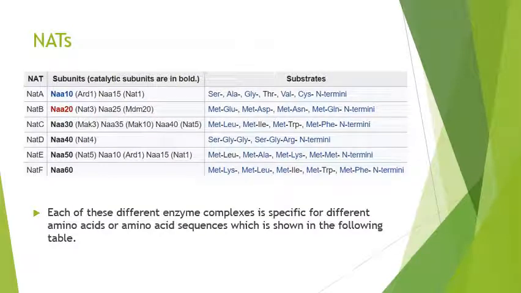Diving more into NATs, this diagram shows the different specificities of different NAT enzymes. Each enzyme complex has specific substrates for amino acids to be N-terminally acetylated. You may be wondering, if the N-terminus of your protein is acetylated, why wouldn't it always be the methionine? This is because in some cases the methionine is cleaved, and the subsequent amino acid, for example serine, alanine, or glycine, is acetylated. This shows that different NATs have different specific amino acid substrates to be acetylated at the N-terminal.